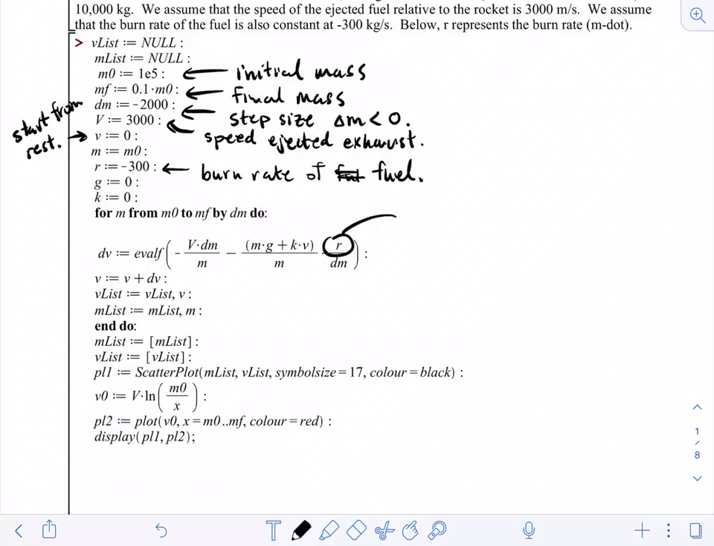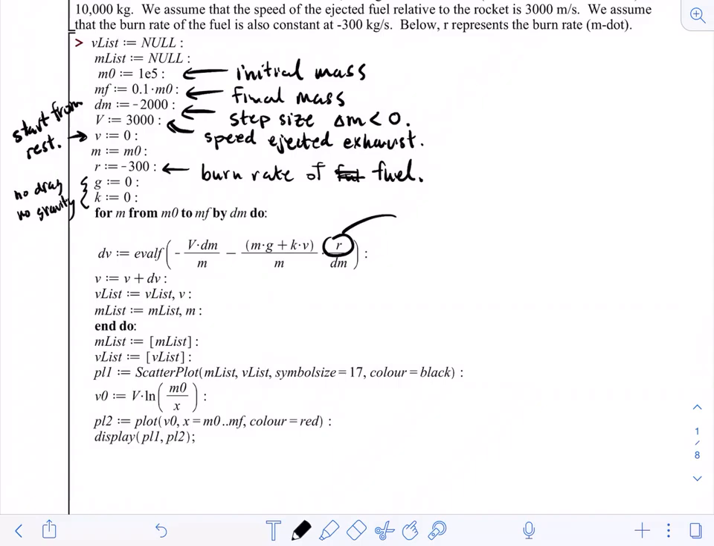The first thing we're going to do is assume that G and K are equal to 0. So no drag, no gravity. Why are we doing this? We're doing this because this is a problem that we solved exactly. And so what we're going to check is that when we solve our problem numerically, our numerical solution is equivalent to an exact solution for a problem that we've already solved.